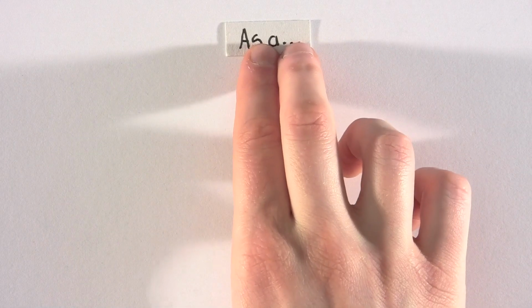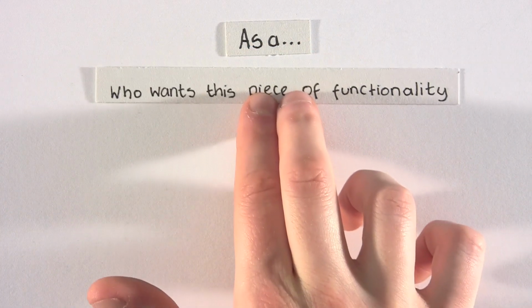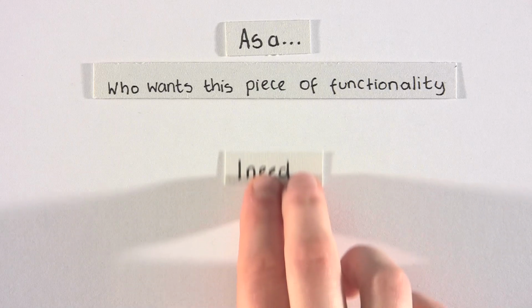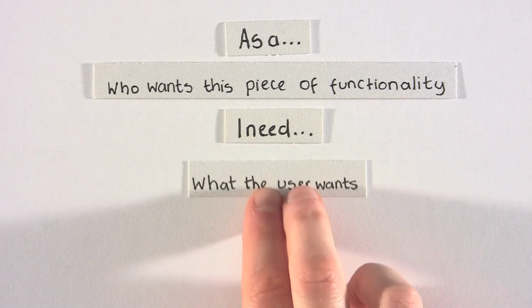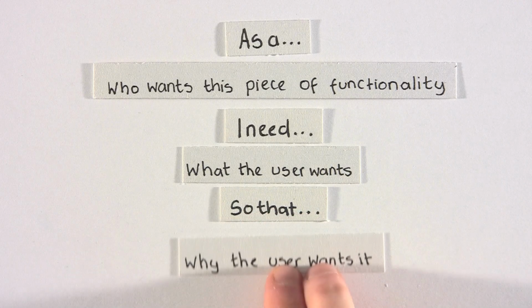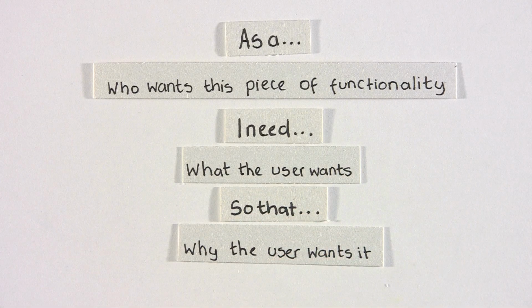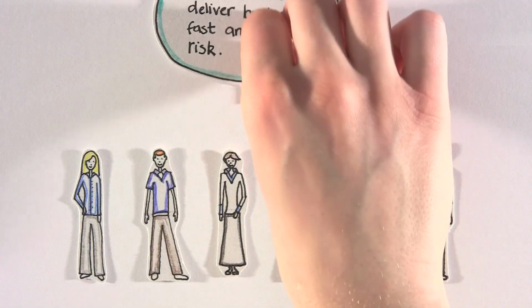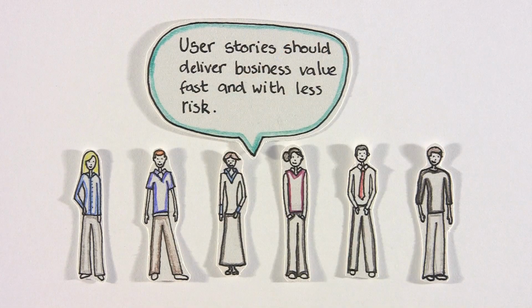As a team leader refers back to the user who wants this piece of functionality. I need tells us what the user wants. The so that part describes why the user wants it, what benefit or value he or she expects to get out of it. Expressing the benefit is important in Agile since we want to deliver value to our customers fast with less risk.